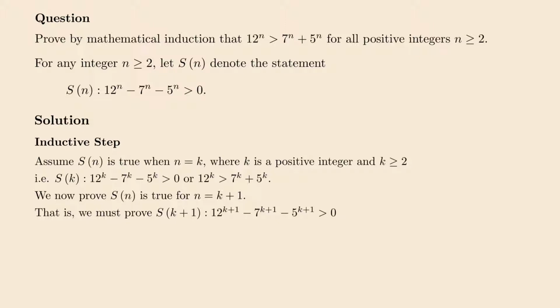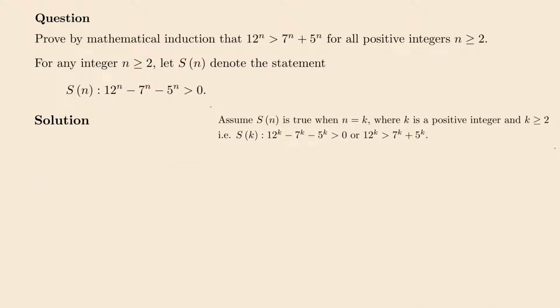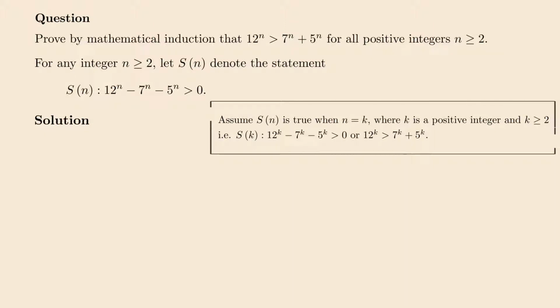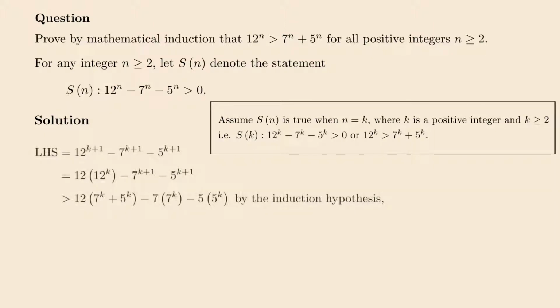Therefore, we will show that 12 to the k plus 1 minus 7 to the k plus 1 minus 5 to the k plus 1 is greater than 0. Let's start with the left-hand side. 12 to the k plus 1 minus 7 to the k plus 1 minus 5 to the k plus 1, which, using our index laws, is equal to 12 times 12 to the k minus 7 to the k minus 5 to the k. The reason we want to do this is to get an expression that resembles our assumption.